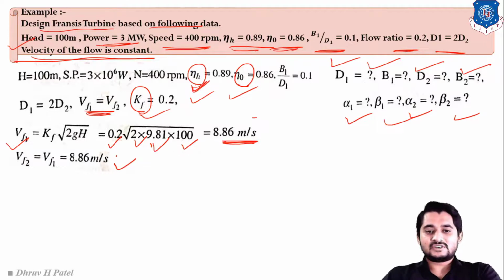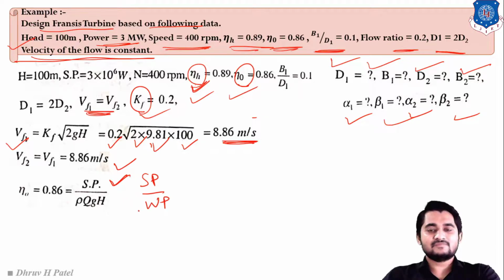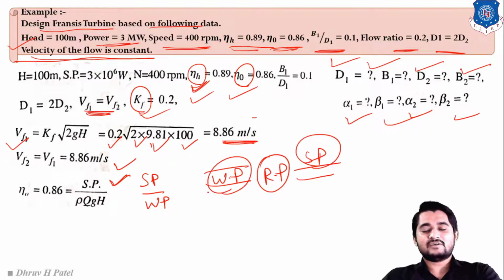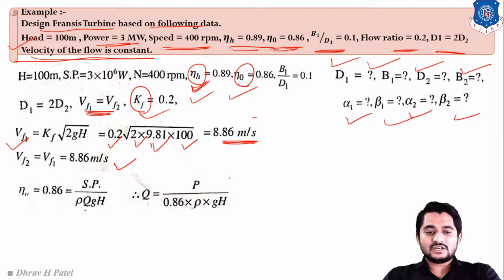Clear students? After that, let us put the equation of overall efficiency. So overall efficiency will be shaft power divided by water power. Clear students? You have to remember this equation because at the inlet water power is there, at middle runner power and at outlet shaft power will be there. So overall efficiency will be shaft power divided by water power. So instead of water power we can write rho QGH, right? From this equation only Q is unknown.